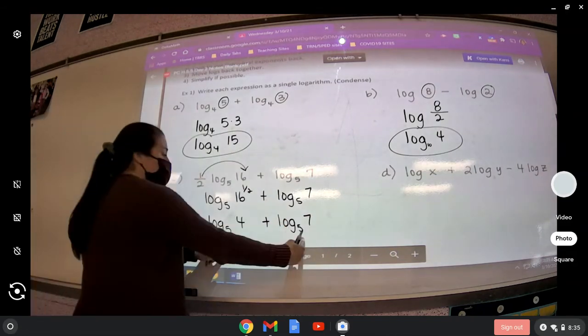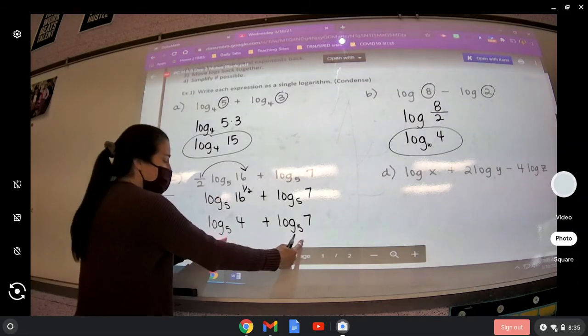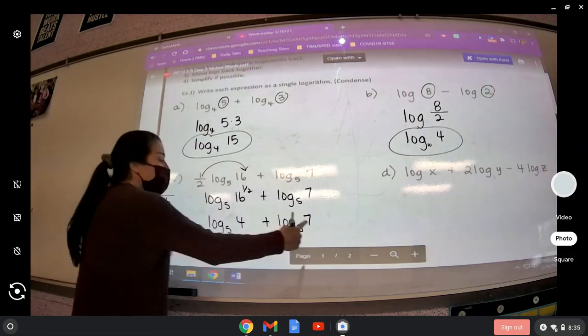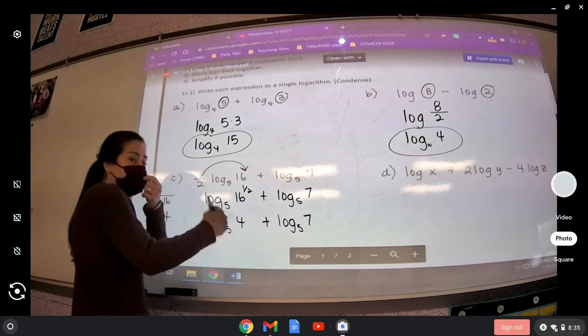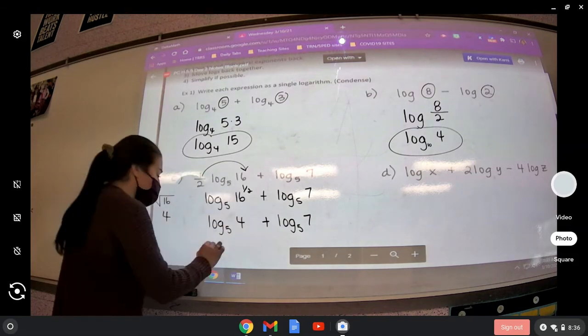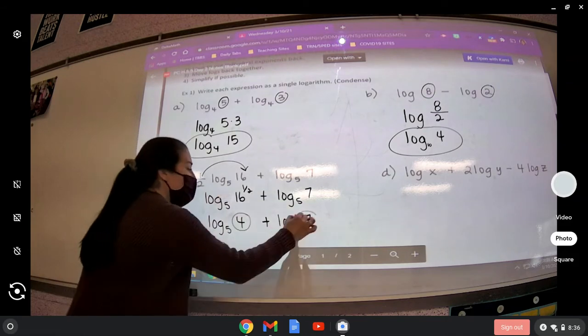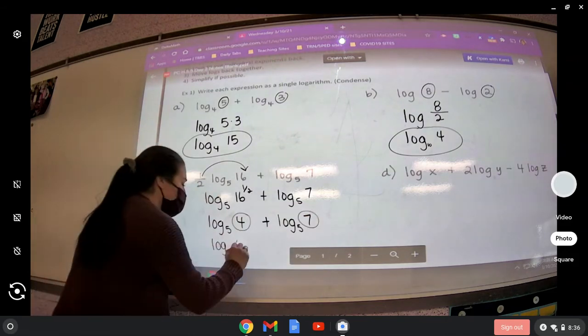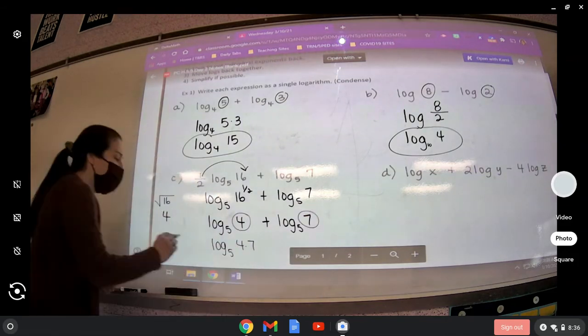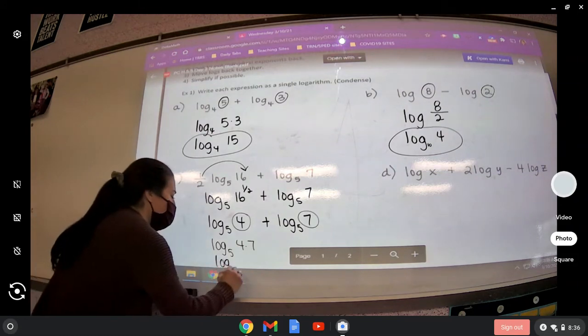So now I have two separate base 5 logs that are separated by addition. They can go back to being one base 5 logarithm using multiplication. So it'll be log base 5 of this and that. So we multiply them together, and you get log base 5 of 28.